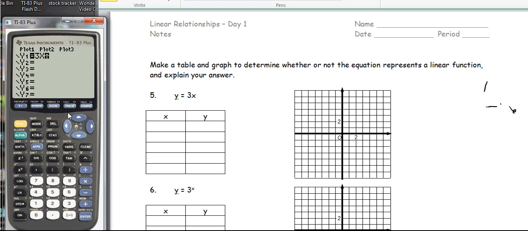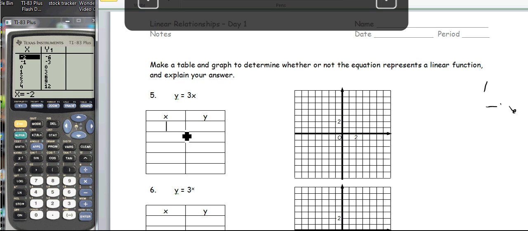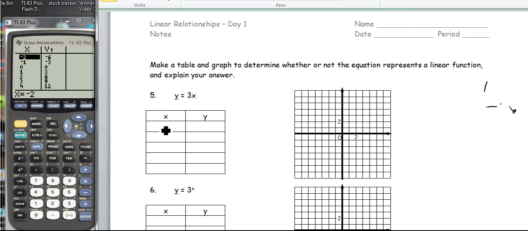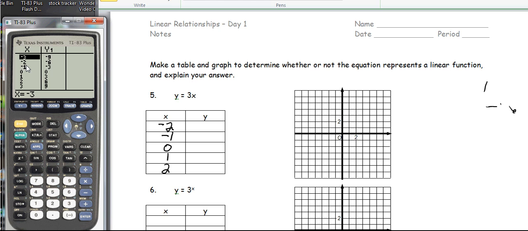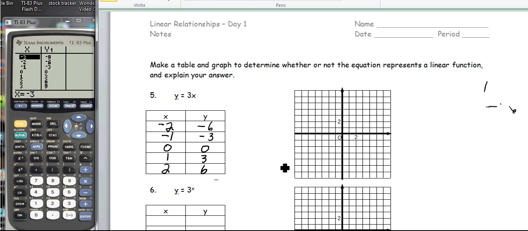I want you to get into a habit of looking at graphs and filling them out in a certain way. The way I would like you to do it is we're going to put in -2, -1, 0, 1, and 2. Then we're going to look at our table, and when x is -2, y is -6. When x is -1, y is -3, and it's 0, 0, 1, 3, and 2, 6.